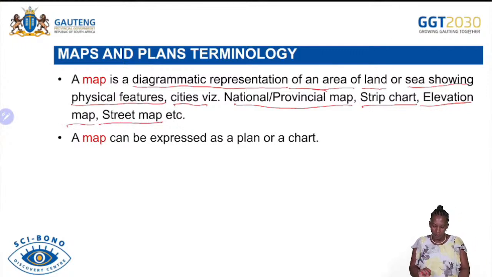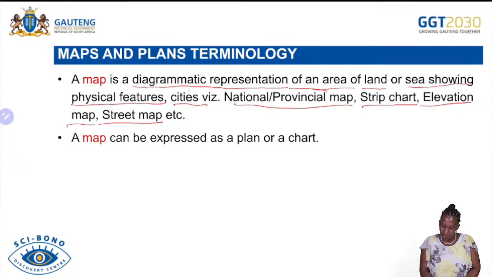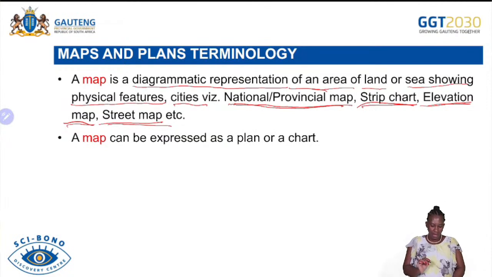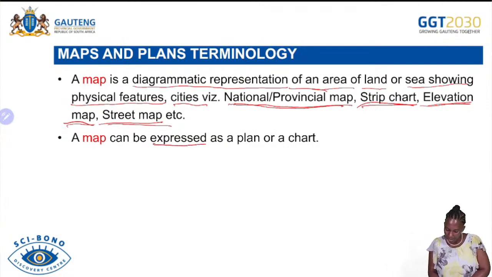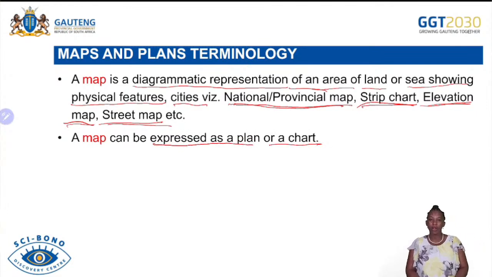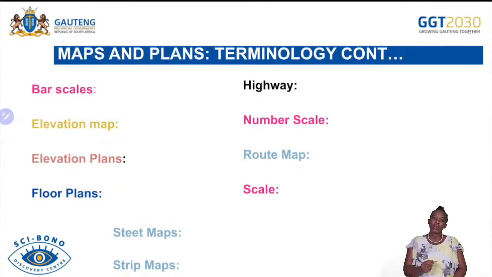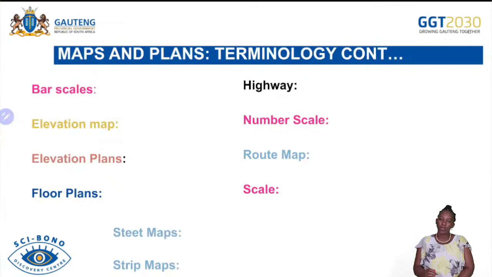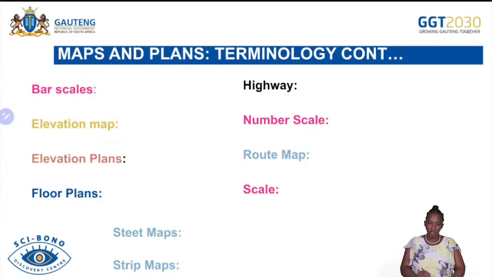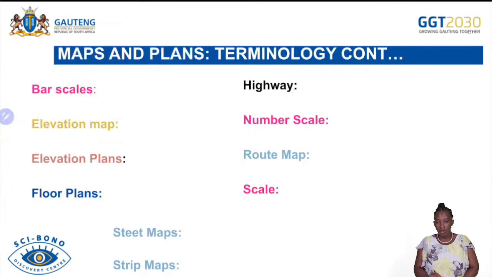So it means with a map, we'll be able to see all this diagrammatic representation under the national or provincial map, strip chart, elevation map, strip map, etc. What is a map? A map can be expressed as a plan or as a chart. Now, coming to the terminology that you need to know when you work with maps. You should be familiar with these terminologies because you have been doing them from the beginning of the year. It's not only now that you'll be seeing this terminology for the first time.